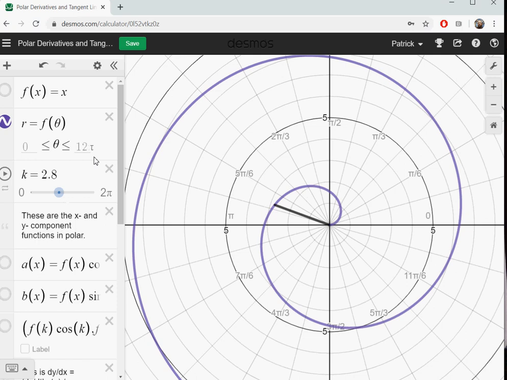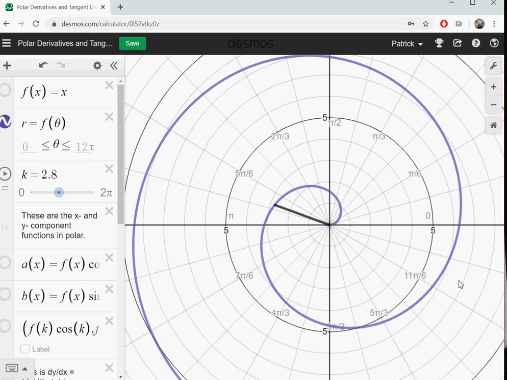Now, there's a question on the sheet that asks, what does it mean for dr d theta to be positive? And you have to be careful here, because dr d theta being positive means that as theta increases, the distance to the pole, r, increases. But that's if r is positive. If r is negative, if you're moving backwards, that could actually mean that the distance to the pole is decreasing, because if r is negative, dr d theta being positive means that r will be increasing, but the negative distance will be getting smaller.